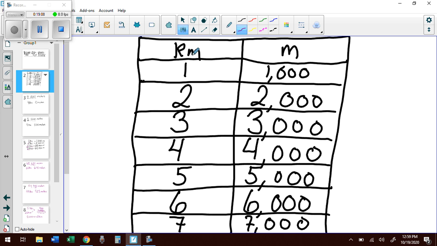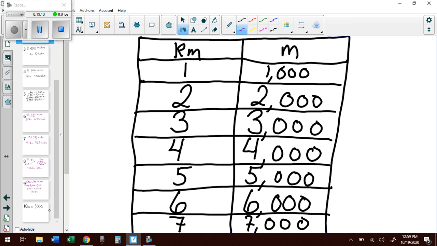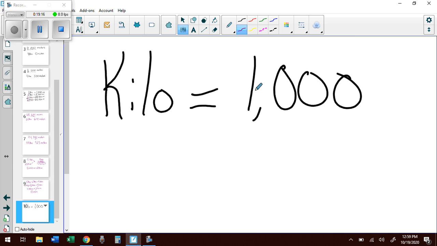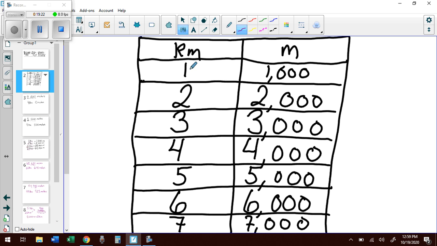A kilometer is the same as saying 1,000 meters, because the prefix kilo means 1,000. So 1 kilometer is 1,000 meters, and 2 kilometers is 2,000 meters, and 3 kilometers is 3,000 meters, and 4 kilometers is 4,000 meters. 5 kilometers is 5,000 meters. 6 kilometers is 6,000 meters. 7 kilometers is 7,000 meters.